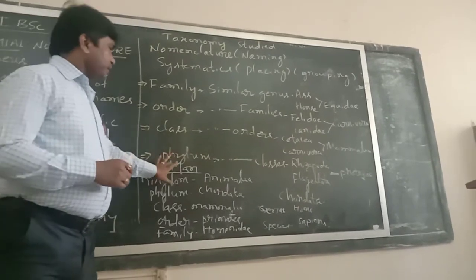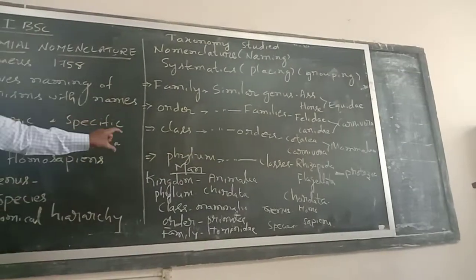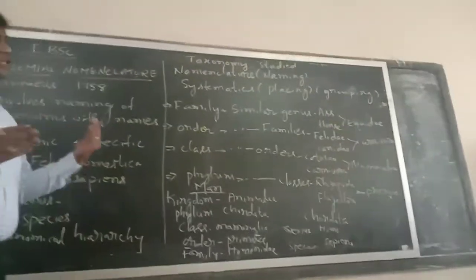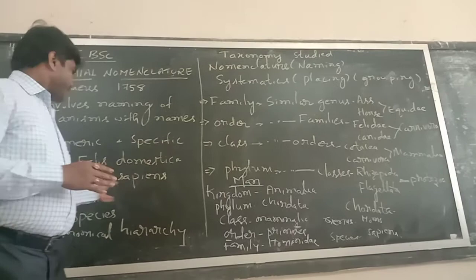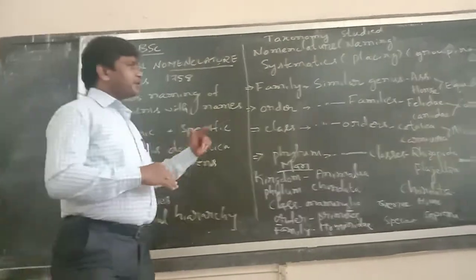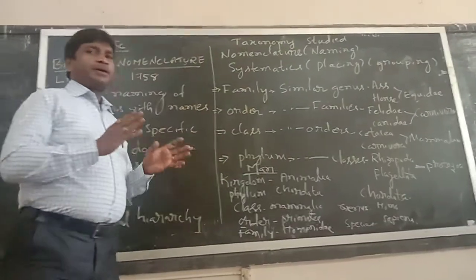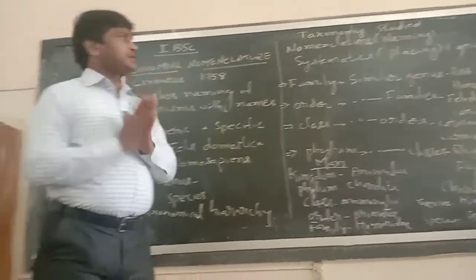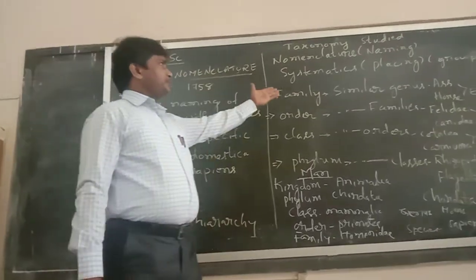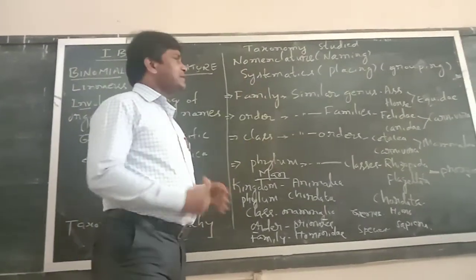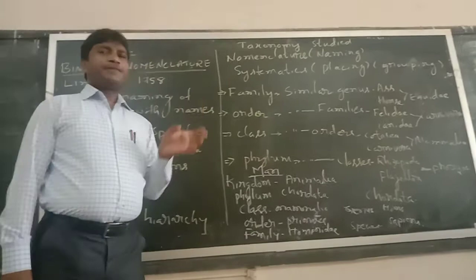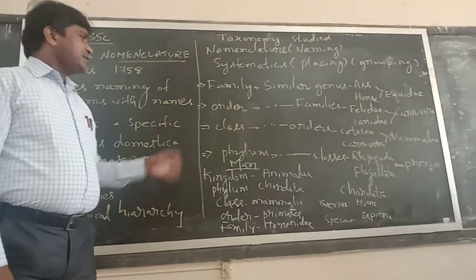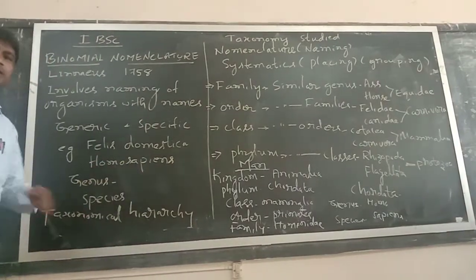So after that, the group is followed by the next, genus and species. We already discussed genus and species. So all the groups have been arranged one after another in one particular system. That is called taxonomy. So first the kingdom, and then phylum, class, order, family, genus, and the species.